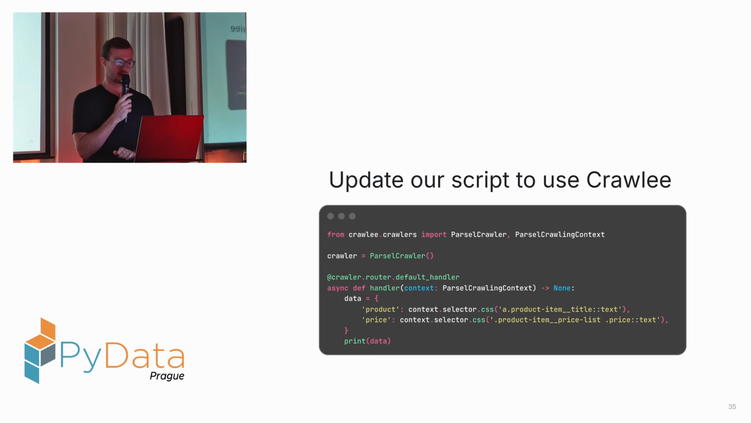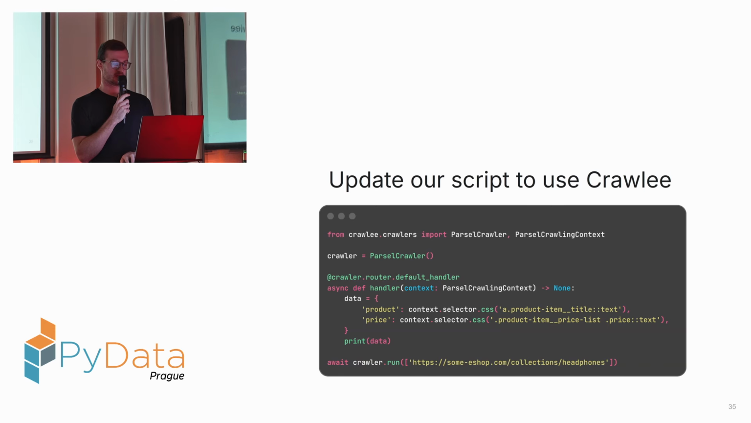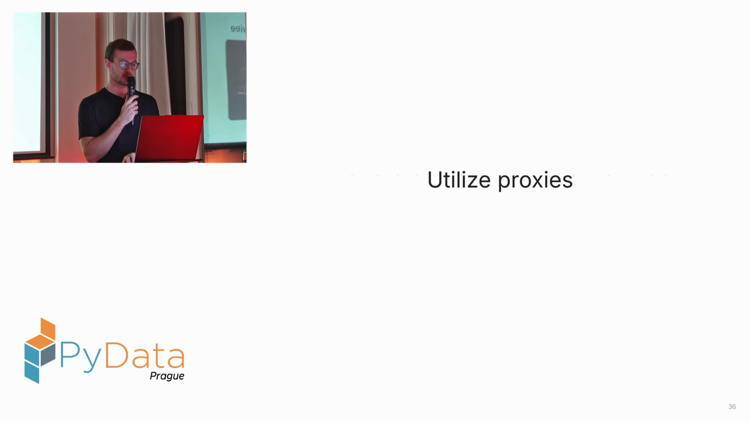Then we will define our request handler, which is the place where all the data extraction is happening. This is the user's code. It's the same as before. And we're going to register the handler to the crawler via a decorator. And then the last command, crawler run, which is just an execution of the whole process with the list of starting URLs. For our case, it's just one, the URL of our eShop.